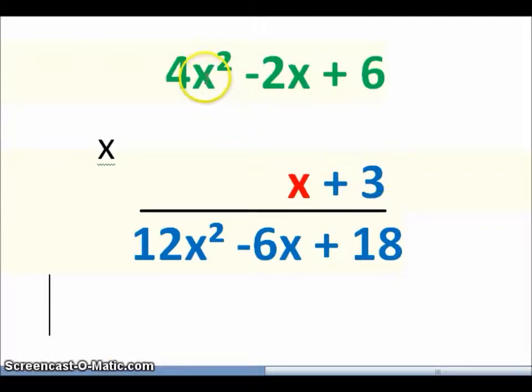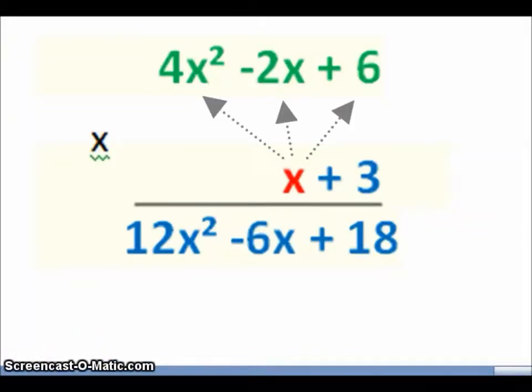3 times 4x squared will be just 12x squared, right? And positive, by the way, because both are positives. So the next would be 3, which is positive, times negative 2x, and that becomes negative 6x. So then the last one is positive 3 times positive 6, and that is 18.